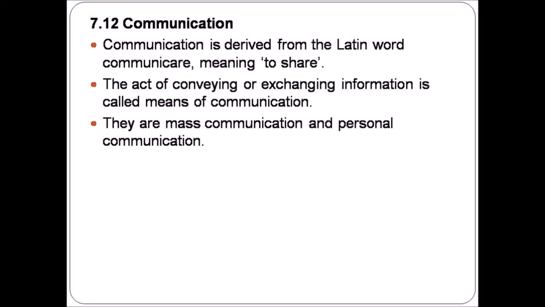Next, we will talk about mass communication. This communication is among masses, that is, a number of people are involved in this communication. It provides entertainment as well as creates awareness among the masses. It includes radio, television, newspaper, magazine, books, films, etc.